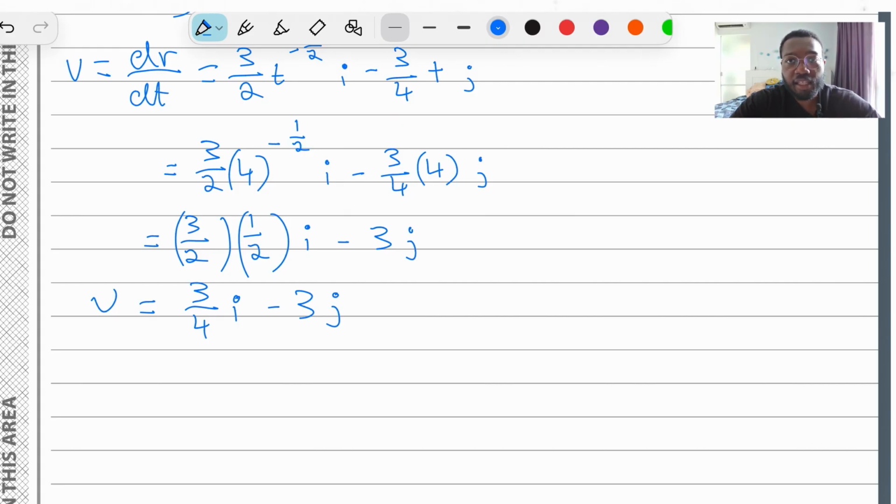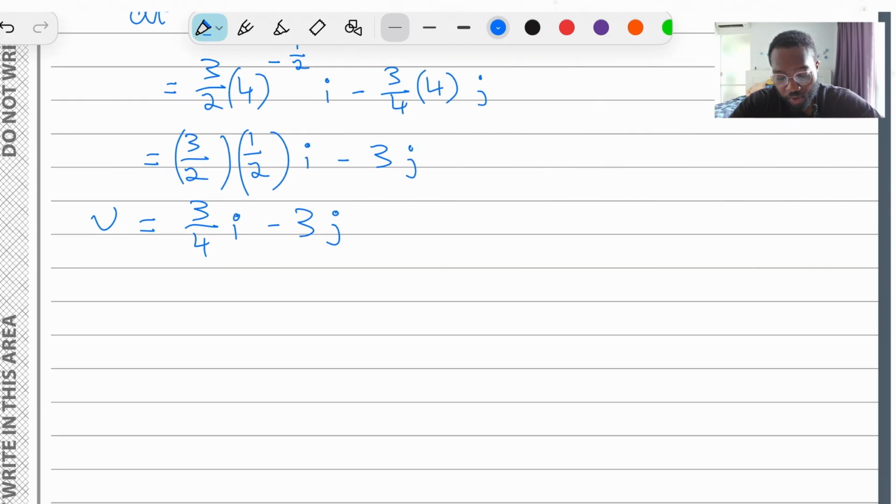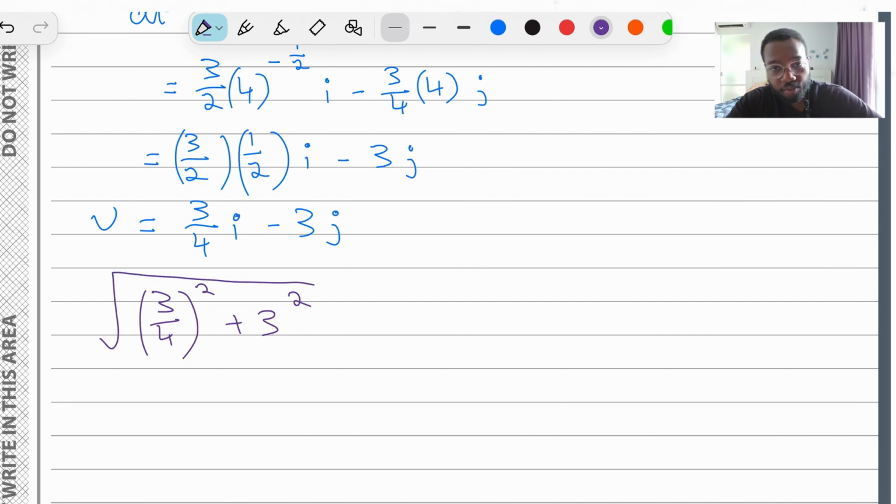We want to work out the speed, so now we need to use Pythagoras' theorem to work that out. So we use Pythagoras' theorem, that would be 3 over 4 squared plus 3 squared (obviously it should be minus 3, but it doesn't make a difference), and then that is all just going to be square rooted.